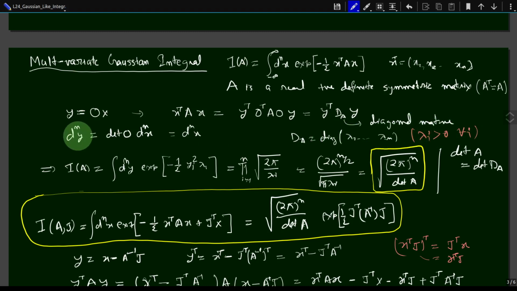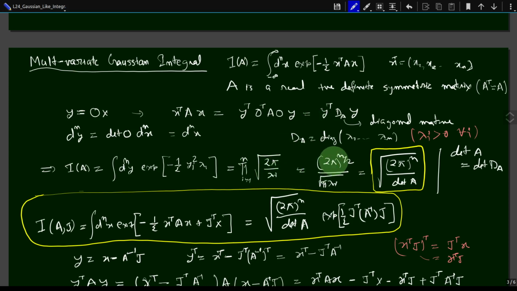Under this transformation d^n y will be just determinant of O times d^n x, and the determinant of O is 1, so the measure is invariant. So I(A) just becomes the integral of d^n y exponential minus half sum over i of y_i squared lambda_i, so it is a bunch of independent Gaussians after doing the rotation, and the result is the product over i equal to 1 to n of square root of 2 pi by lambda_i.